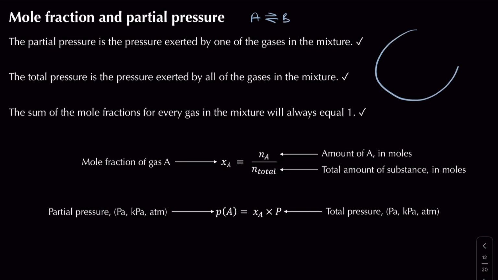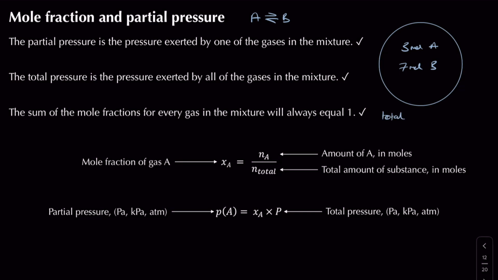And at equilibrium, we were to find out that in our container we've got 3 moles of A to start off, and then we've got 7 moles of B. If I were to look at this, the total number of moles in this case is going to be equal to 3 added to 7, and that's going to be equal to 10.